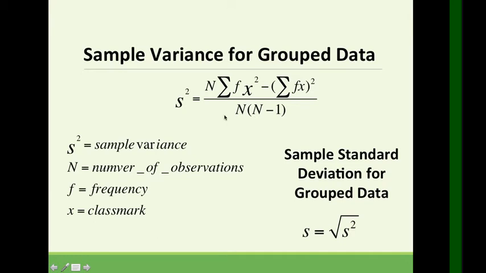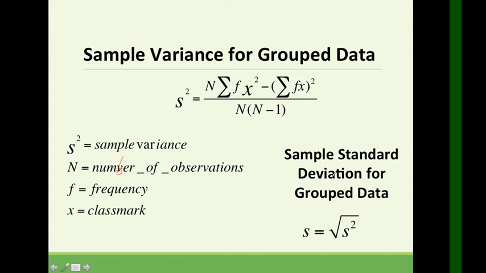All over n, quantity n minus 1. Okay? So, ano naman yung mga letters na yan? So, for example, s squared equals sample variance. So, n is the number of observations. F is the frequency and X is the class mark.